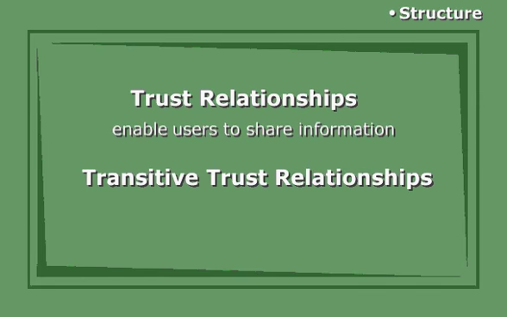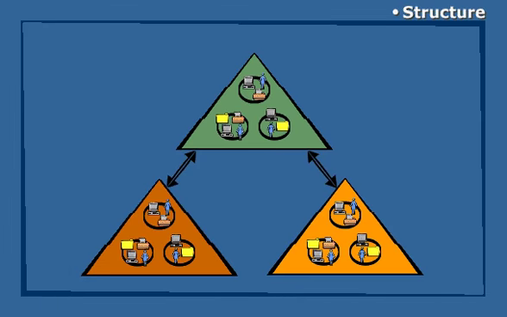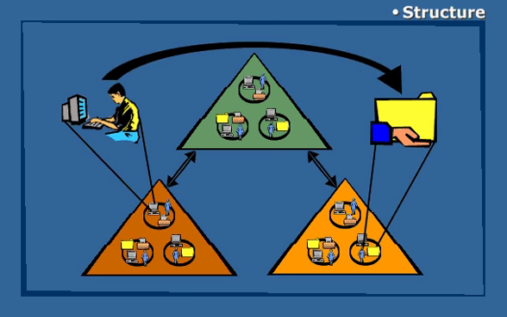Trust relationships make a domain's resources available to users in other domains. Transitive means that the trust relationships carry through automatically to other domains in the tree. So, users in one domain may have access to resources anywhere in the tree, except, of course, to resources that have been restricted.